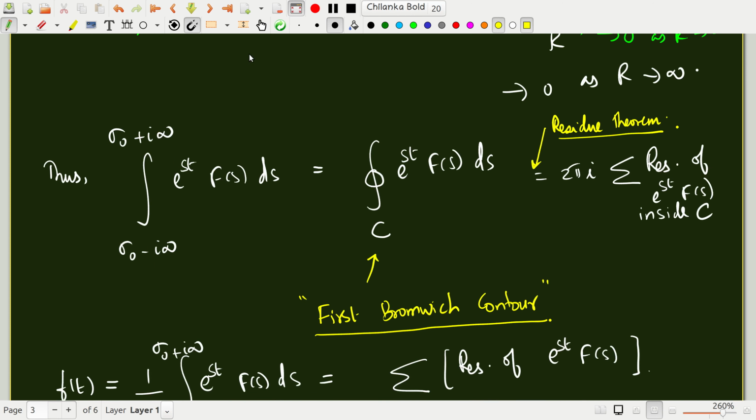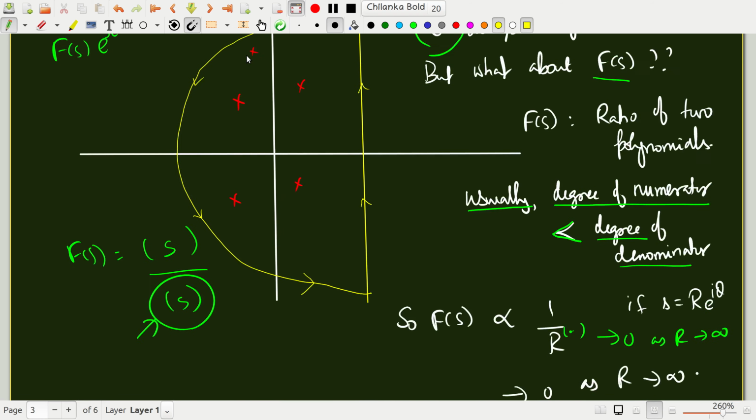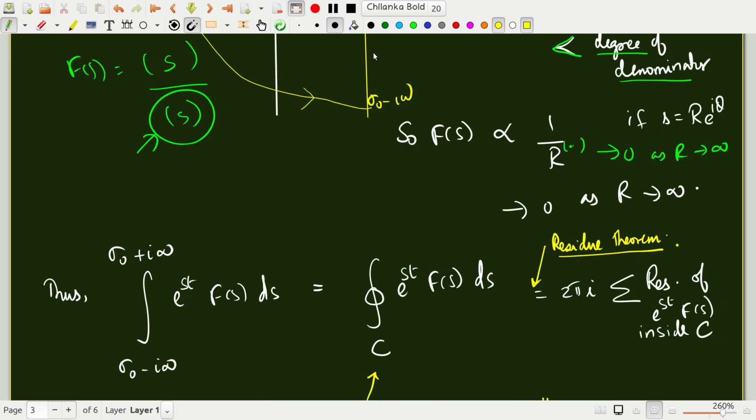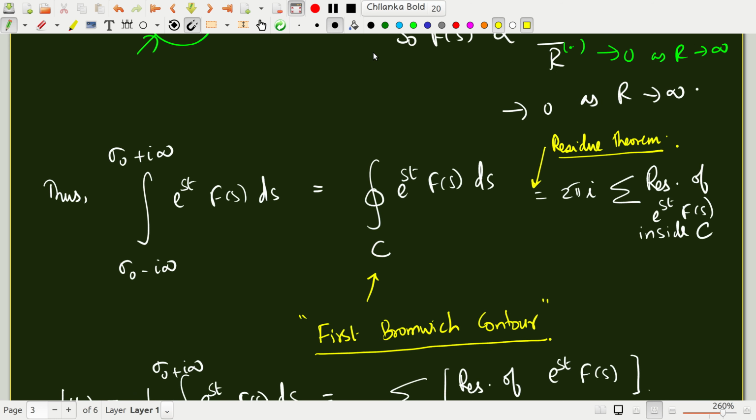This is the line integral over this line, from sigma naught minus i omega to sigma naught plus i omega, right? Now this line integral is reduced to this contour integral. Using the residue theorem, this contour integral is 2 pi i times the sum of residues of e to the st times f of s inside that contour.